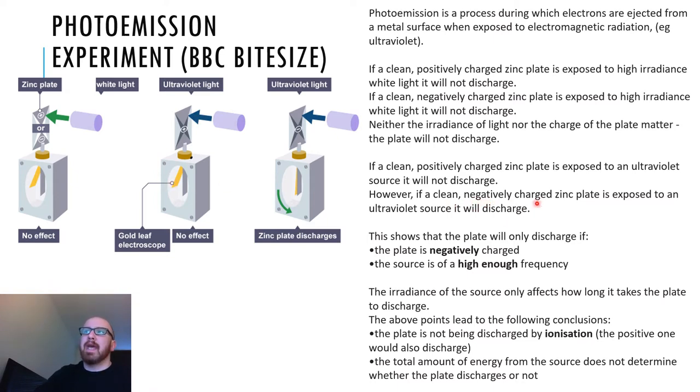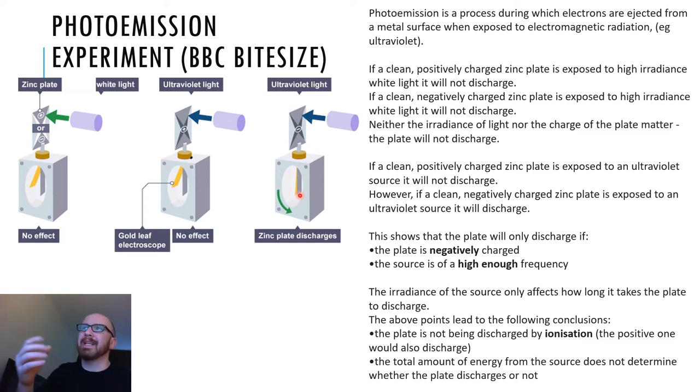However, if a clean negatively charged zinc plate is exposed to an ultraviolet source, it will discharge. So if you load it up with extra electrons and shine the UV light onto it, the extra energy of the UV light gets absorbed by the electrons, allowing them to be emitted and discharge the electroscope, causing the little gold leaf to fall. Please watch the video, it explains it really well and shows you what's happening.